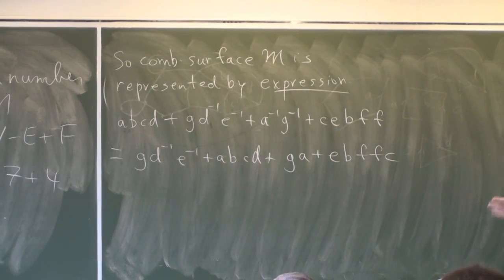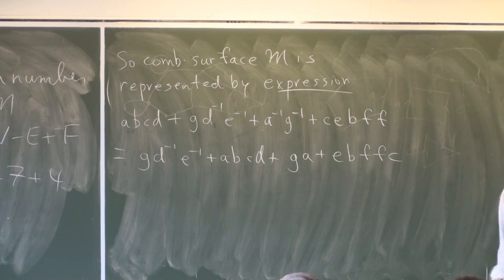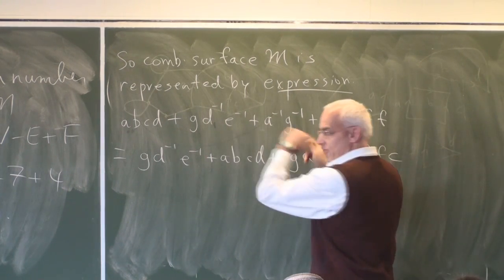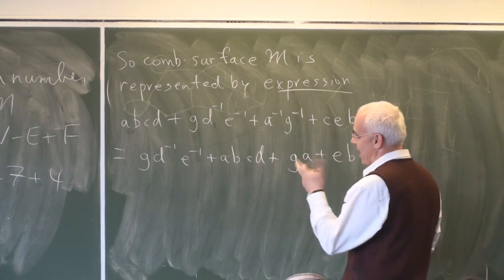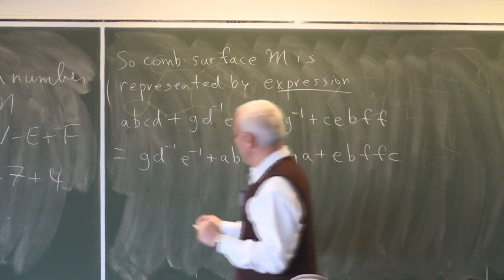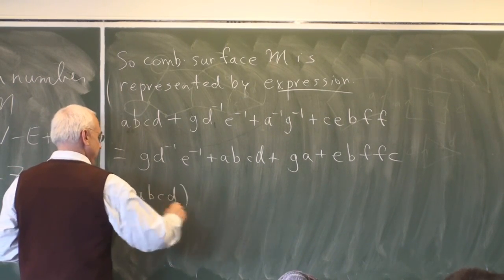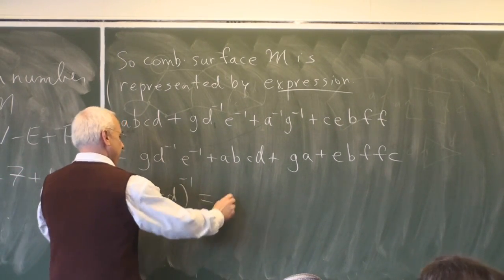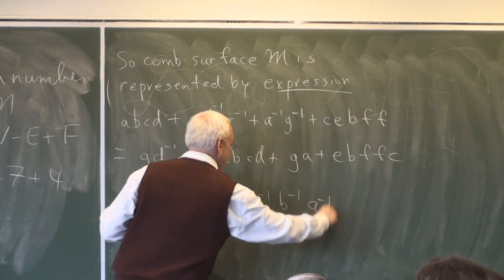So this represents a number of different ways that we have of rethinking what the combinatorial surface is. We can first of all rearrange the words. We can flip any word around or invert it. So for example, A, B, C, D, if we were going to invert that, that would be D inverse, C inverse, B inverse, A inverse.